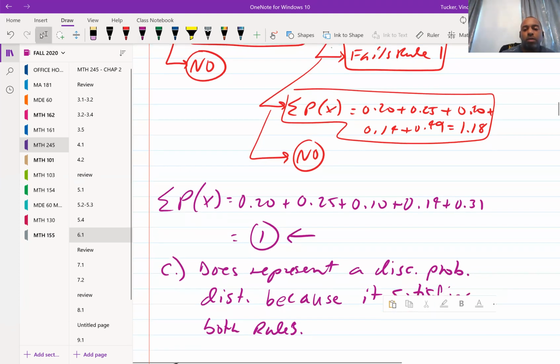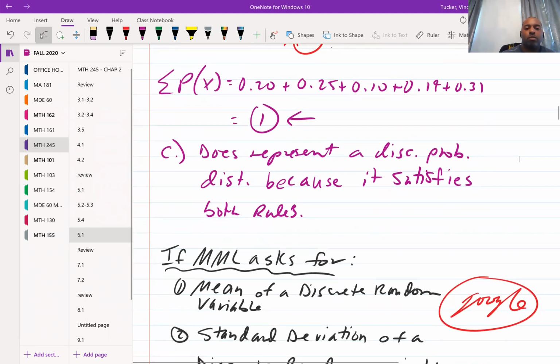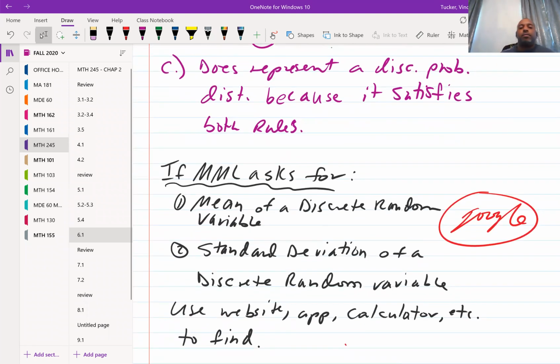All right, here we scroll up. Oh, that's it for this section? Okay. So, one last thing.